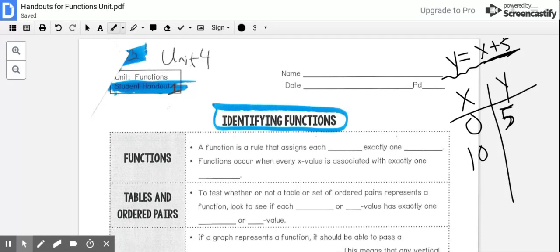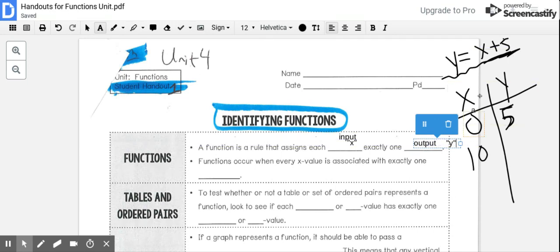So when we're identifying a function, a function is a rule that assigns each input, and you might want to put x here, so every x value, exactly and only one output. And you might want to put the y value here.